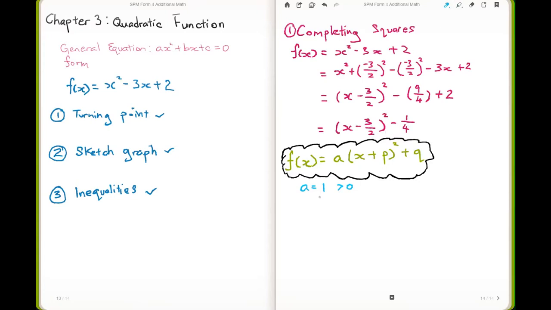Now, if the value of a is more than 0, then that will be a U-curve. If I were to sketch it, positive y, 0, x.